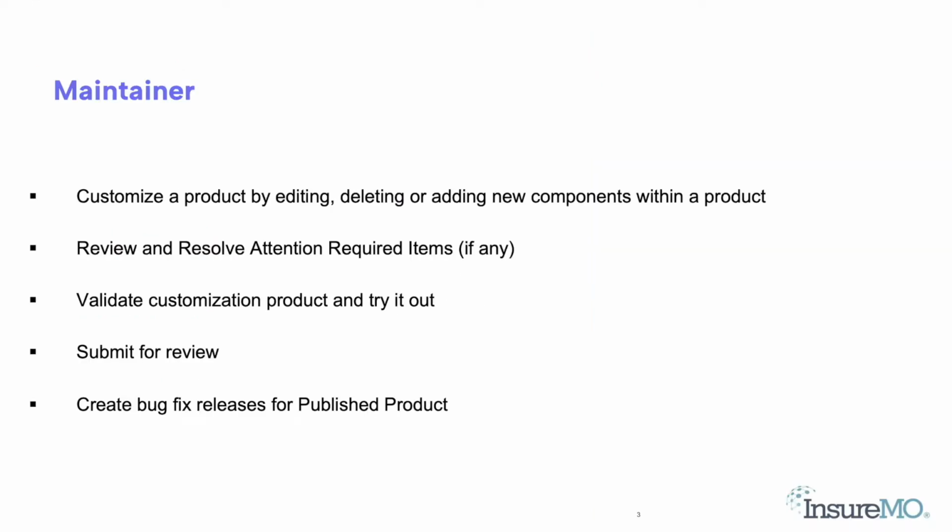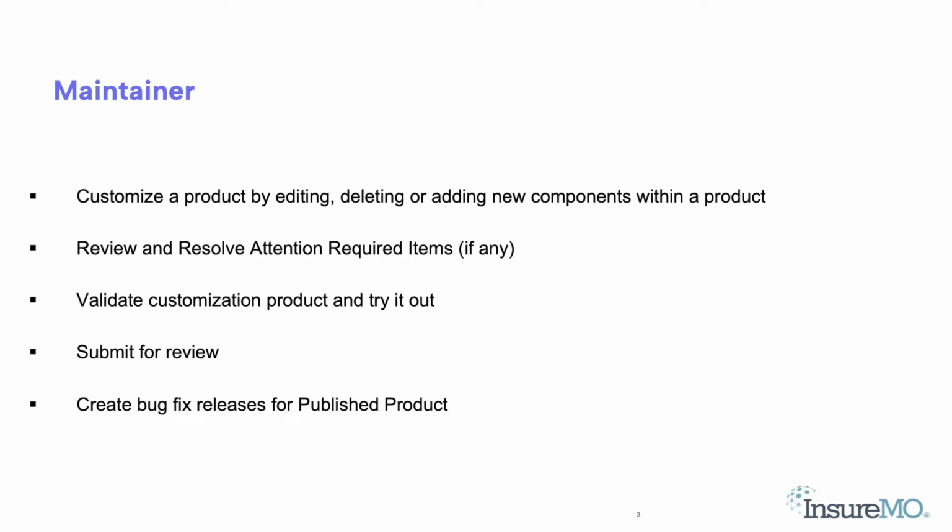A user who is assigned with a maintainer role can customize a product by editing, deleting, or adding new components to that product. The user can review and resolve all the attention required items that may have been generated as a result of migration or a review process. The maintainer may validate the customized product in every step of the customization and check the runtime implementation of that product. Once all the review items have been resolved, the maintainer may submit the product for review.